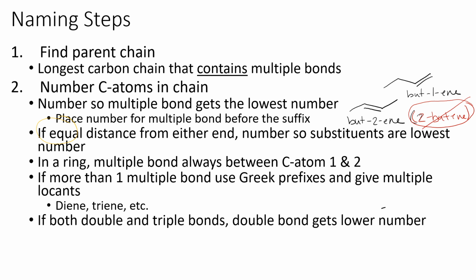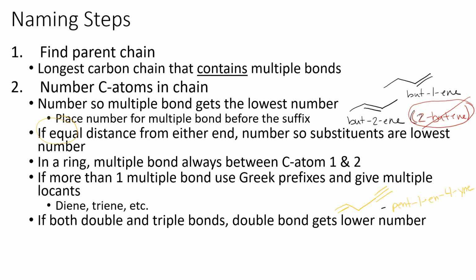If both double and triple bonds are found within our structure, the double bond takes priority over the triple bond to get the lower number. So if we had a structure that contained both a double bond and a triple bond, I would number this so that the double bond had the lower number. So I would name this as pent-1-en-4-yne.